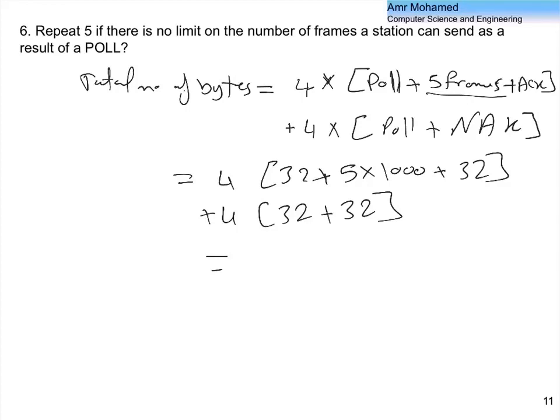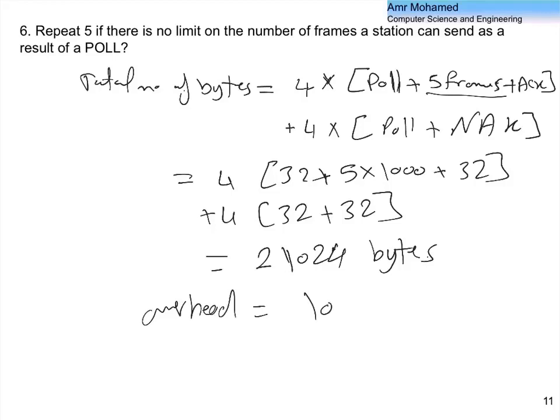So this is 21024 bytes, or in other words, the overhead equals only 1024 bytes. So we have around 500 bytes more if we allow the station to send only 1 frame at a time.